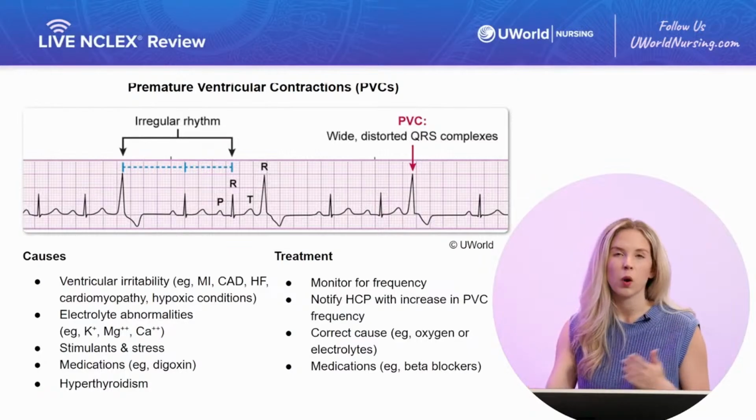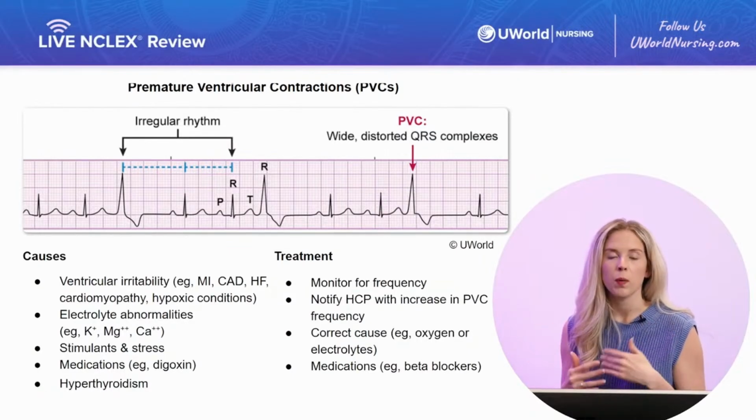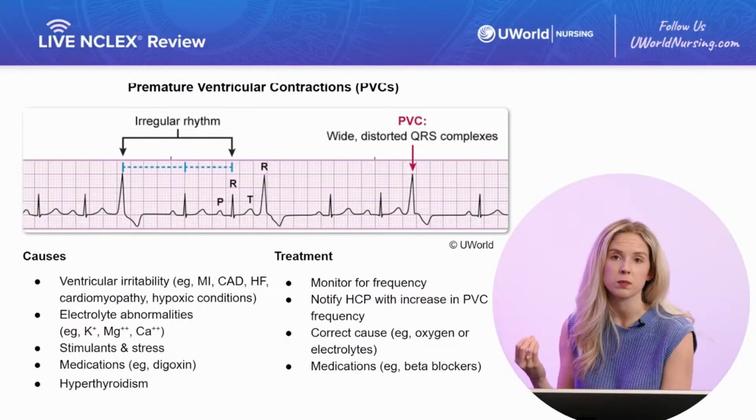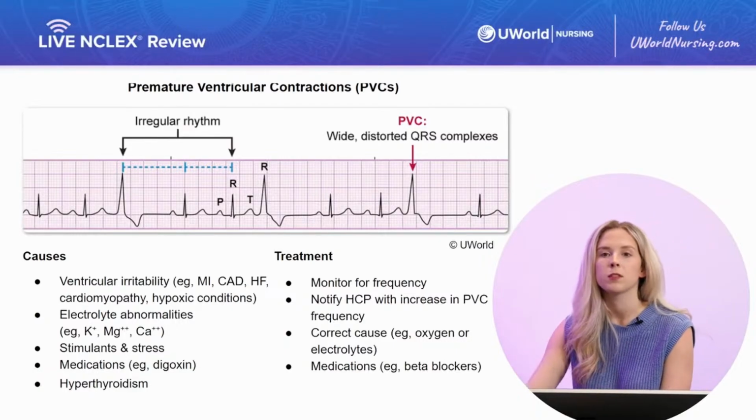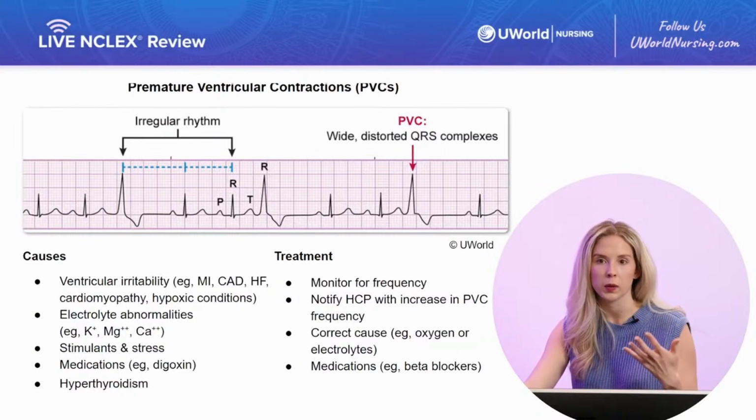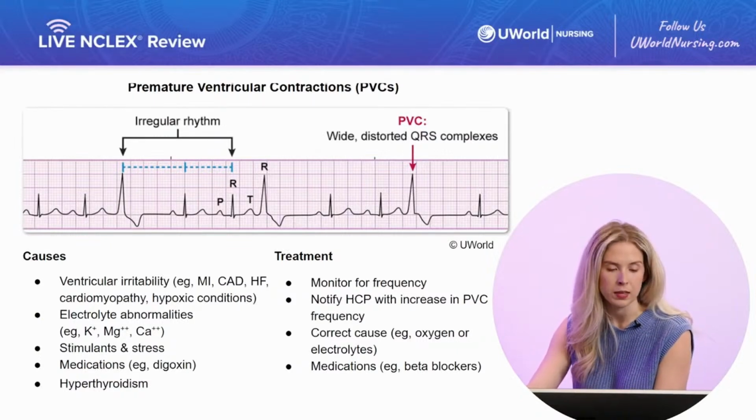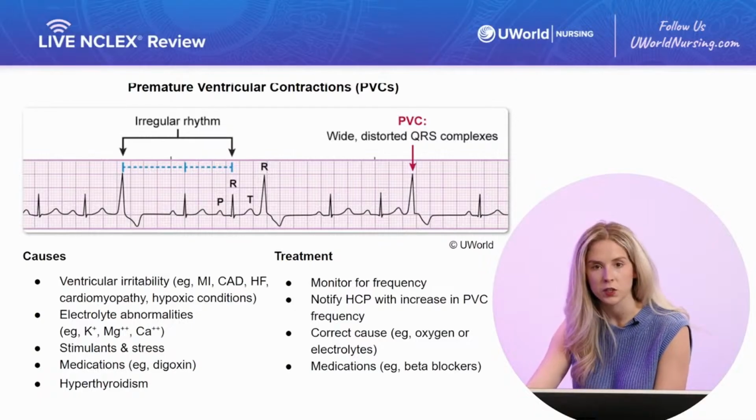The QRS interval will also be wide and distorted. Remember that QRS, we have 3 and 3, it's 3 letters, so it should be less than 3 small squares on the ECG. So a QRS greater than 3 small squares will be indicative of a PVC, or a premature ventricular contraction.